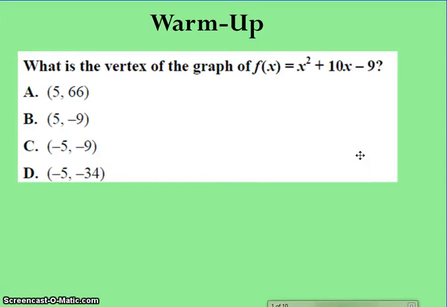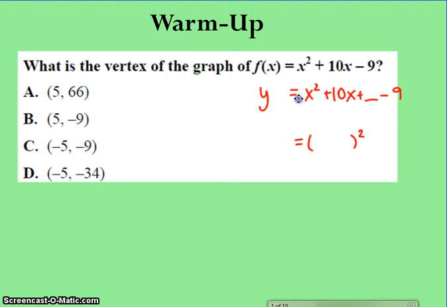Alright, so before we get into the equations of circles, I want to talk about this warm-up problem. It says to find the vertex of the graph, and I want to specifically talk about using completing the square to write it in vertex form. First off, f of x can be changed to y, so we have y equals x squared plus 10x minus 9. Now, when we complete the square, we want to take this x squared plus 10x plus something and make it a parentheses squared.